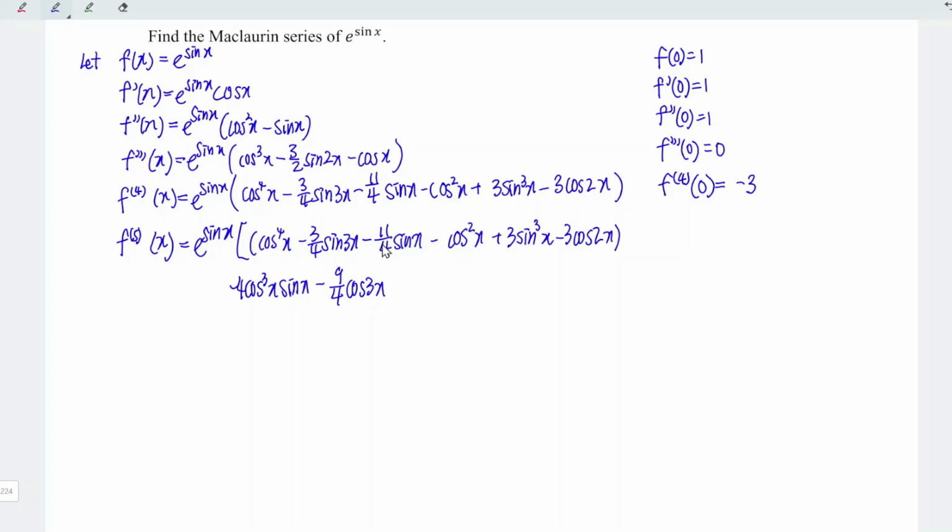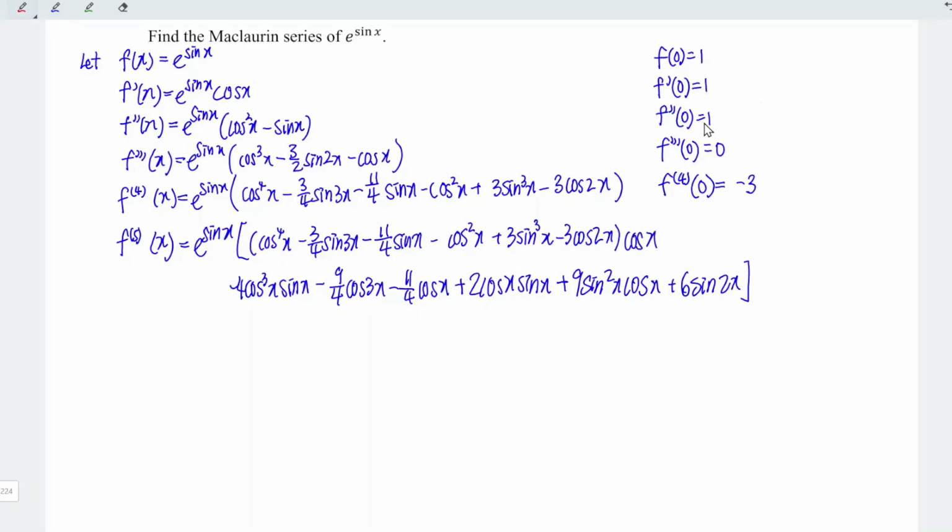Differentiate negative 11 over 4 sine x is negative 11 over 4 cos x. Differentiate negative cos squared x is positive 2 cos x times sine x. Differentiate 3 sine cubed x is equal to positive 9 sine squared x times cos x. Differentiate negative 3 cos 2x is positive 6 sine 2x. And don't forget to differentiate the power of this exponential function, and we should obtain cos x.